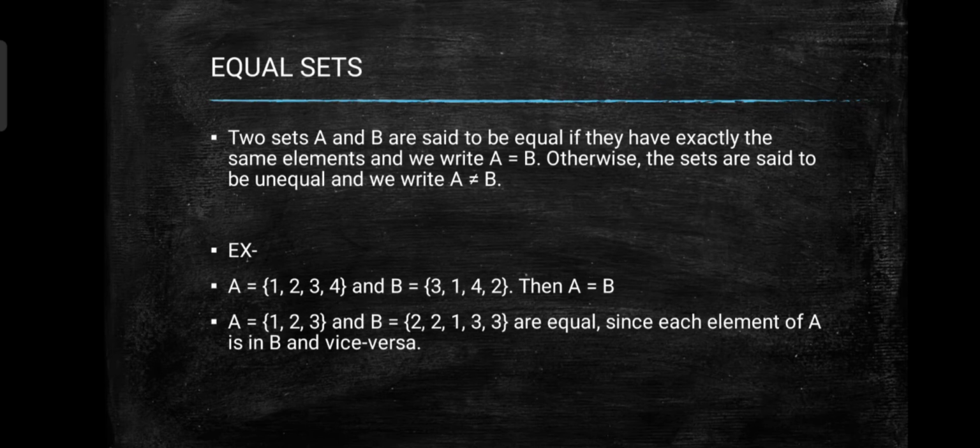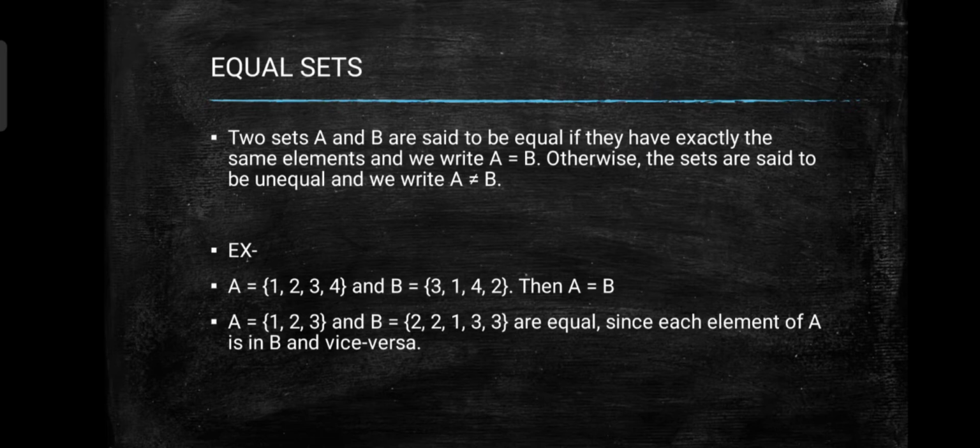And then equal sets. Two sets A and B are said to be equal if they have exactly the same elements, and we write A equal to B. Otherwise, A not equal to B when they are unequal. So set A is 1 2 3 4 and set B is 3 1 4 2, which is just in a jumbled order. So we are not blind, we just write it as A equal to B. That's just obvious. If they have the same elements, they are equal. That's how it is.